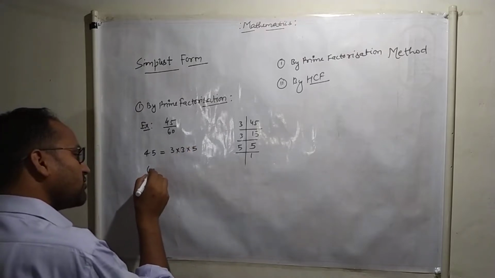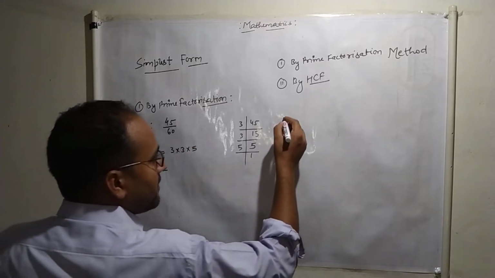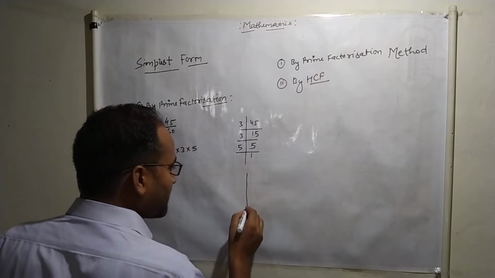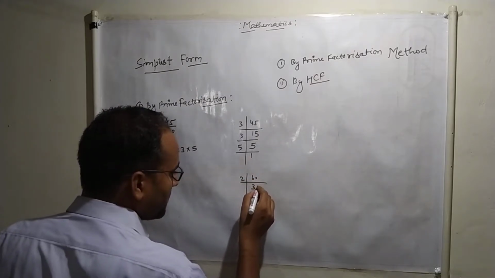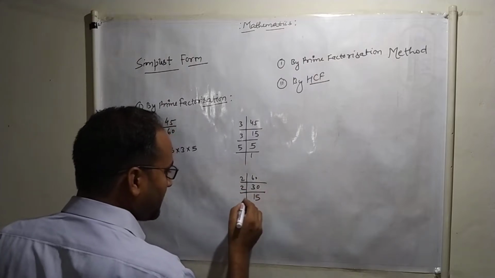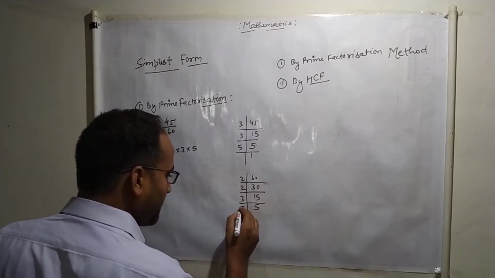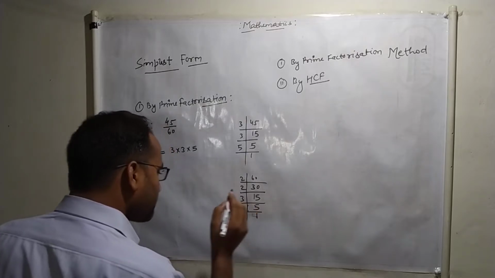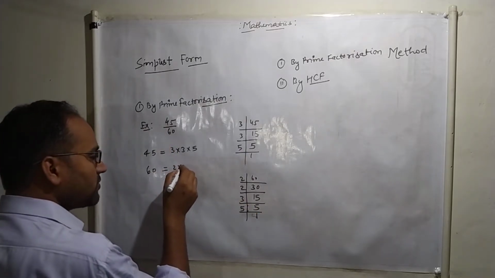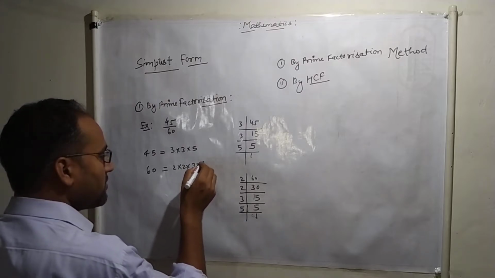What is the prime factorization of 60? First it is cancelled out by 2, giving 30, then again 2, giving 15, then it is cancelled out by 3, giving 5, then 5, and there is a 1. So it is 2 into 2 into 3 into 5.